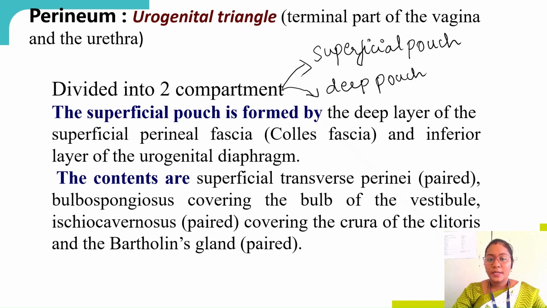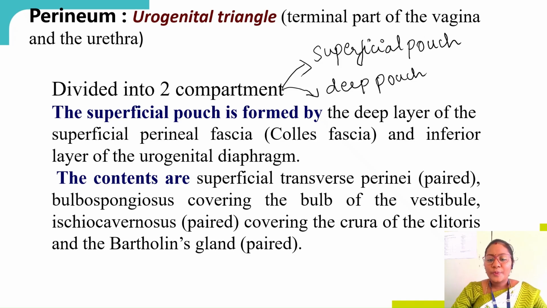Come to the anterior triangle, that is the urogenital triangle. It contains the terminal part of the vagina and then the urethra. It is divided into two compartments actually. The first compartment is the superficial pouch, and the next compartment is the deep pouch. The superficial pouch is formed by the deep layer of the superficial perineal fascia, that is Colles fascia, and the inferior layer of the urogenital diaphragm.